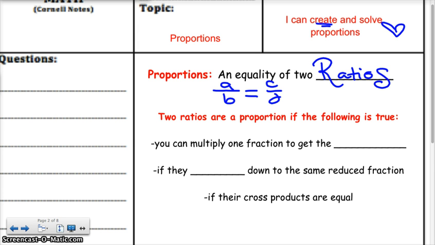And they represent some kind of quantity, okay? It could be dogs, it could be cats, it could be people, it could be money, it could be scarves, it could be boots, it could be pants, it could be anything in the world.